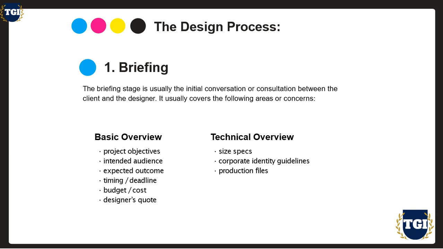Can you give me a briefing of what you actually need? What do you want me to do for you? How do you want the logo to look? Now you're getting the ideas of the client. Once you get those ideas, the basic overview, the project objective, the intended audience, the expected outcome, how the client wants the logo to look. We have timing, you need to know the deadline, when are you expecting me to finally submit this project to you, the budget and the costs. So this project, how much are you going to allocate for this particular project?